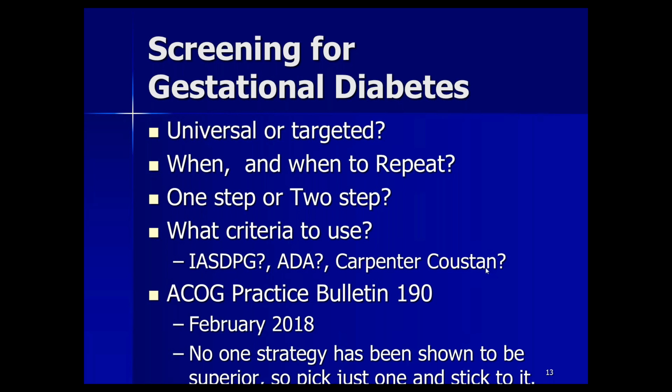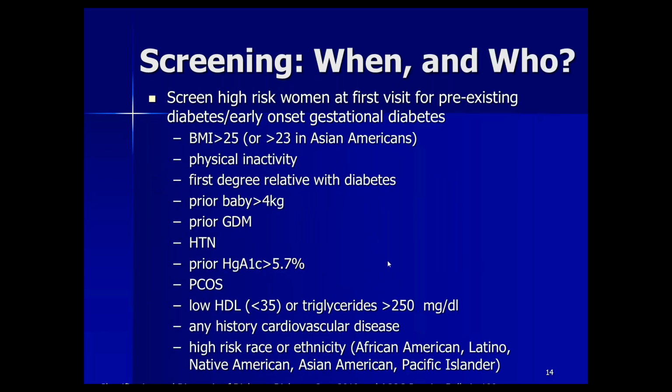American College of OBGYN, the most recent Practice Bulletin 190, came out in February of 2018. And specifically states no one strategy has been shown to be superior. So pick just one and stick to it, again, locally, what works with you and what your group and your team can agree to. As for when you do the screening and who, again, we're looking at some of the advice that are in the most recent bulletins from Diabetes Care and American College of OBGYN.